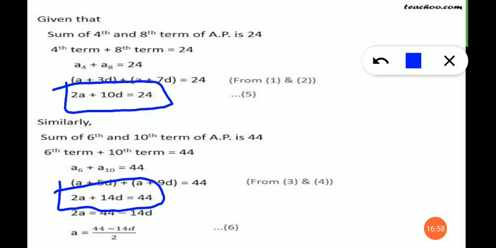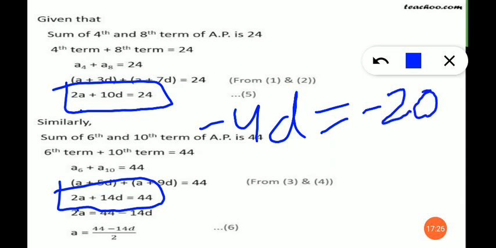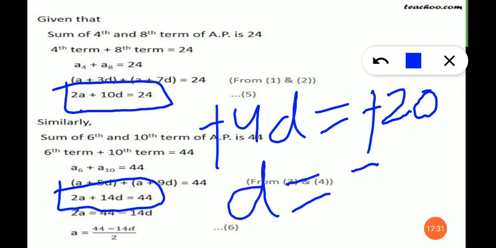If we subtract, what we will get? 2a minus 2a, because we know left side will be subtracted from left side, right side will be subtracted from right side. Yes, so 2a minus 2a is 0, that's it. 10d minus 14d is minus 4d, is equal to 24 minus 44, minus 20. Yes, then the negative signs cancel, then what we are getting? D is equal to 5.